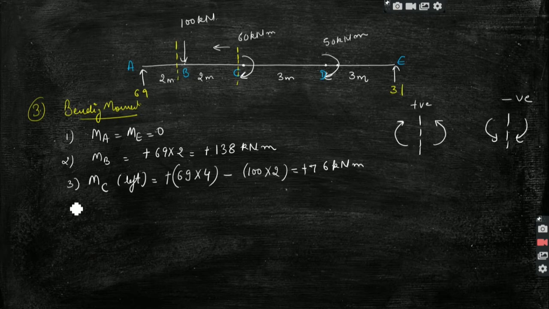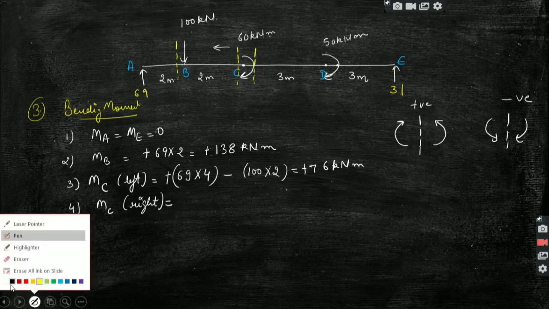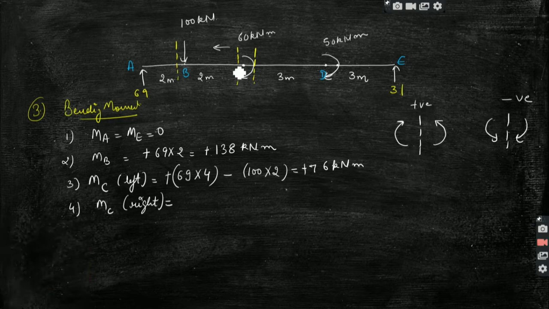Now I will take a section just right of C. Why am I taking two sections on C for the calculation of bending moments? Because when I consider the left section at C, we cannot take this moment into the picture, since we are looking at just the left. This moment has not been applied yet. But when I take the section just at the right-hand side of the point and look in the backward direction, this moment also comes into the picture, right?